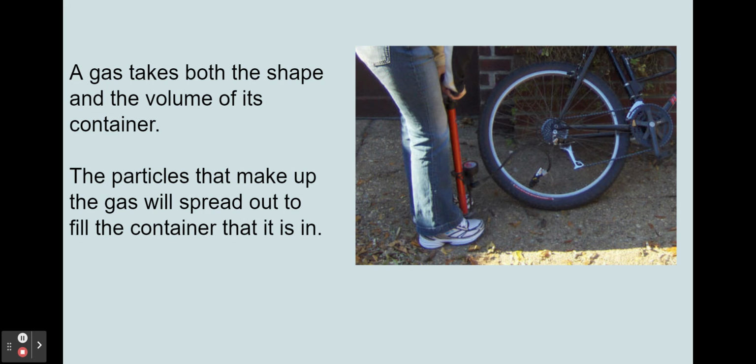Another characteristic of gas is that it takes both the shape and the volume of its container. The particles that make up the gas will spread out to fill the container that it is in. When we put air into a bicycle tire, the gas particles spread out to fill the bicycle tire. They do not collect at the bottom of the tire.